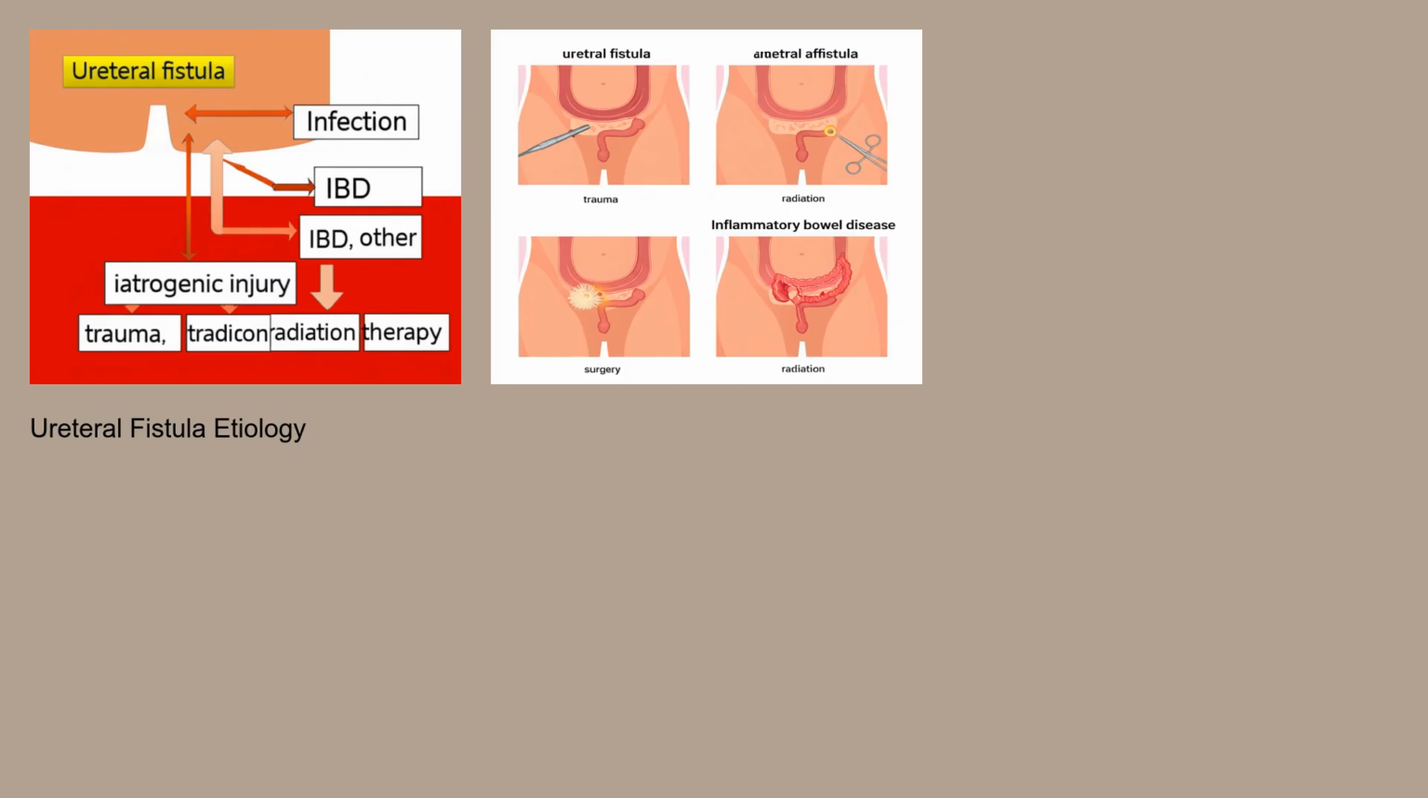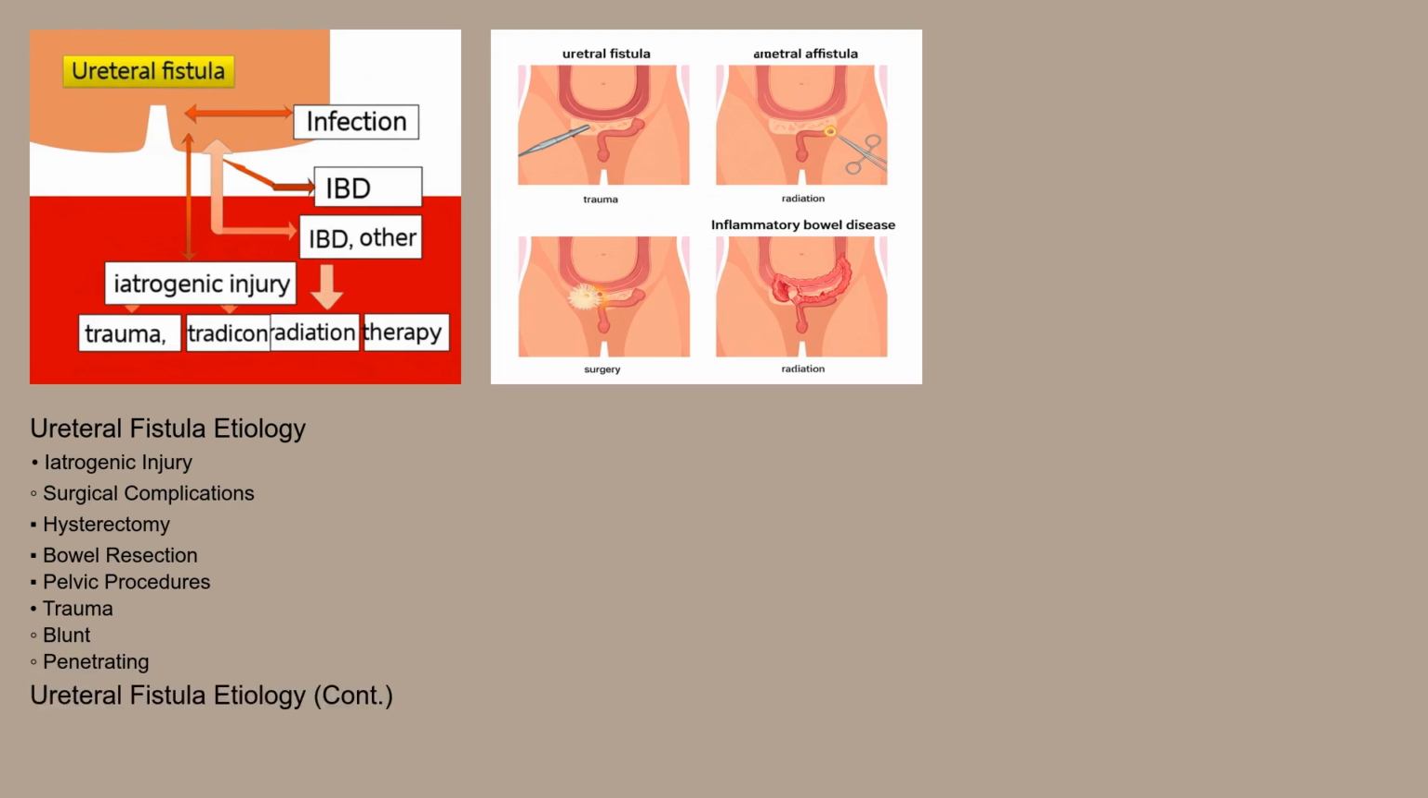The etiology, or causes, of ureteral fistulas are varied. The most common culprit is iatrogenic injury, meaning the fistula develops as a result of a medical intervention. This can happen during surgeries such as hysterectomies, bowel resections, or other procedures in the pelvic region. Trauma, both blunt and penetrating, is another significant cause. Furthermore, radiation therapy to the pelvis, often used to treat cancers, can damage the ureter and lead to fistula formation.